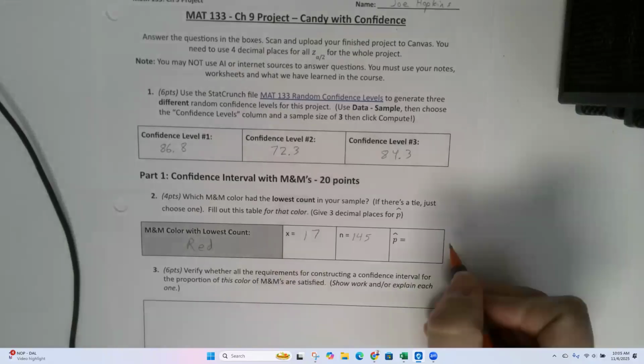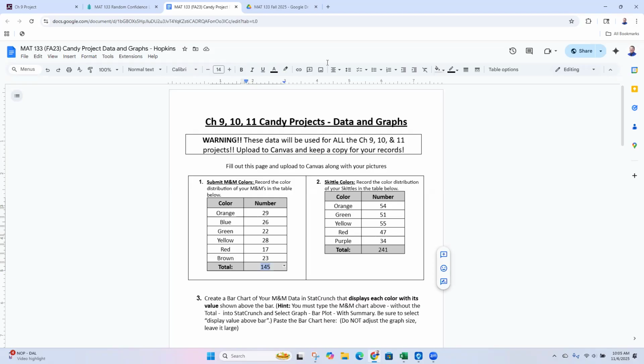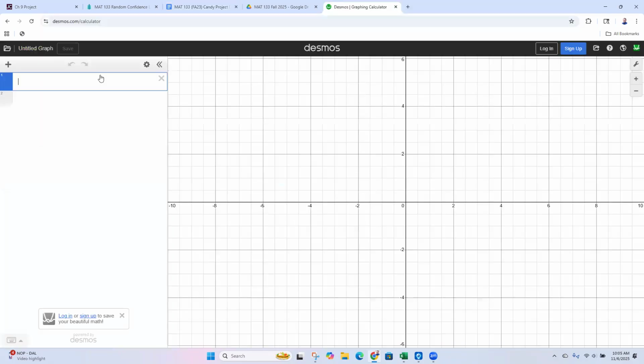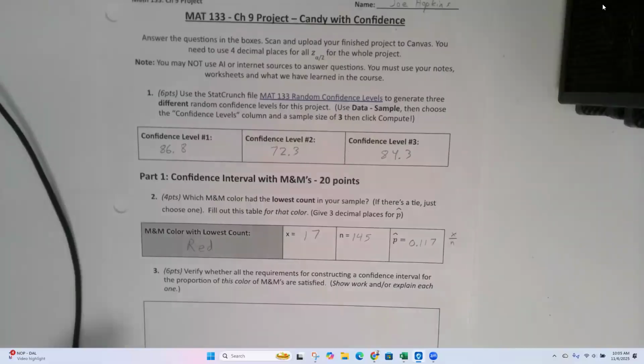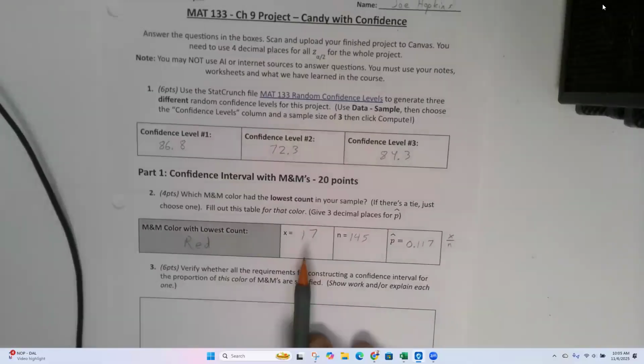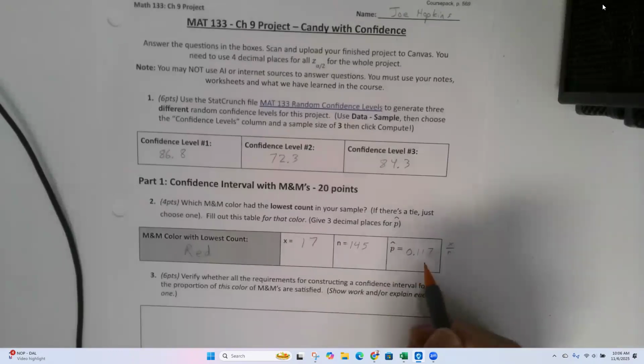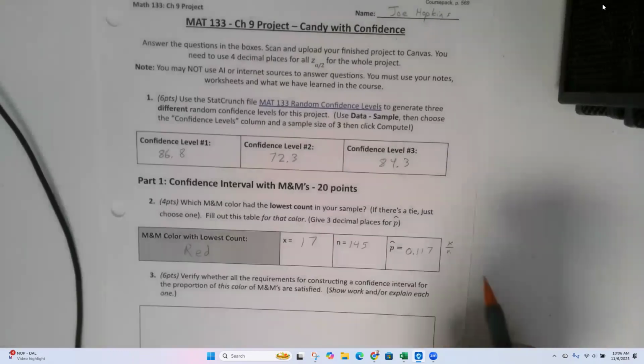Okay. P hat is X divided by N. So we need to get that. Mine was 17 divided by 145. And I get 0.117. Okay. All right. So the proportion in my sample, the proportion that were red was 11%. 11% of my candies were red. Okay.